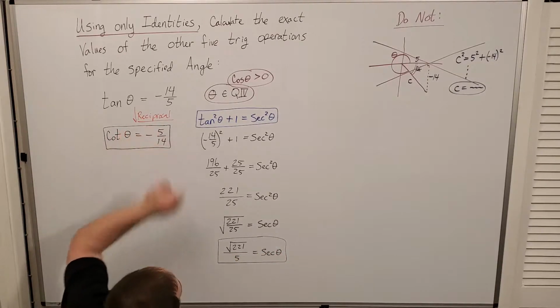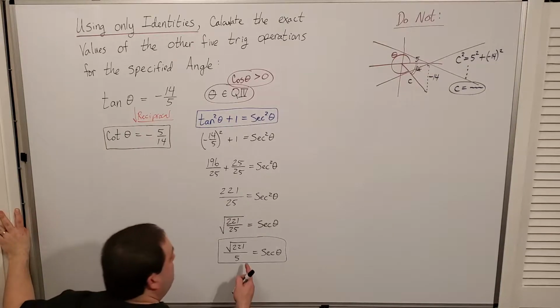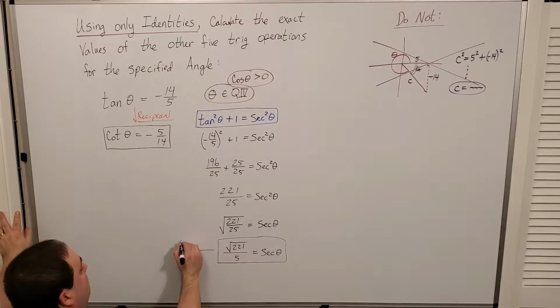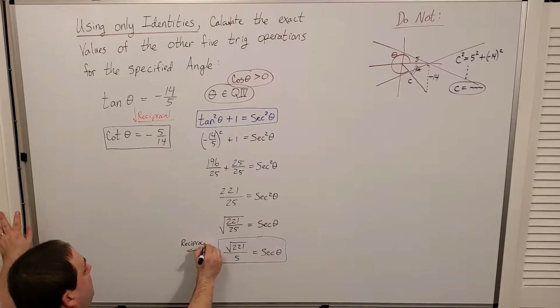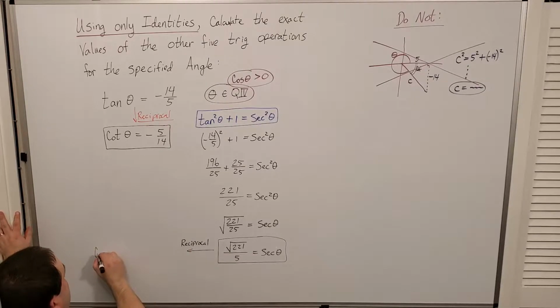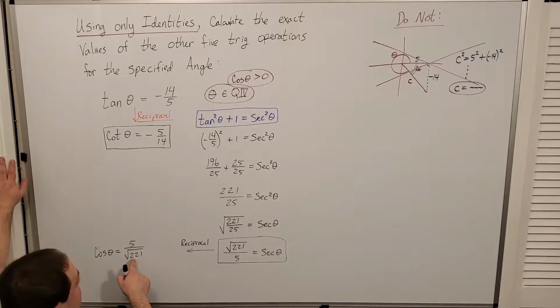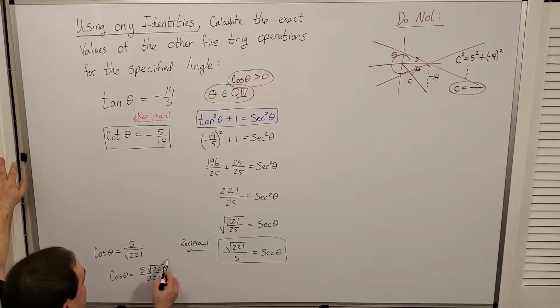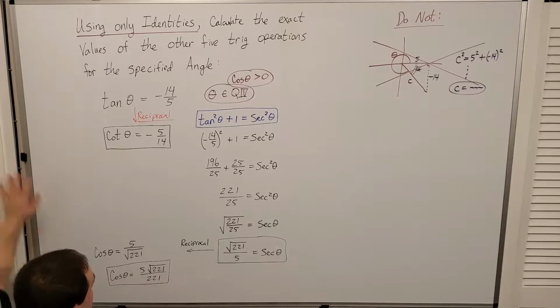And again, take hold of a reciprocal identity, right? Reciprocal of secant is cosine, which is going to give me 5 over the square root of 221. And of course, in some courses, your teachers may not want you to have the radical in the denominator. So you're going to fix that by multiplying top and bottom by the radical, in which case our cosine theta would be equal to 5 square root of 221 over 221. Right?